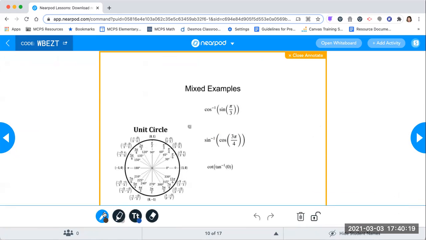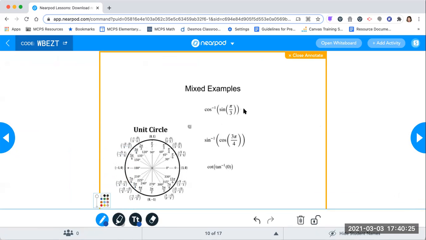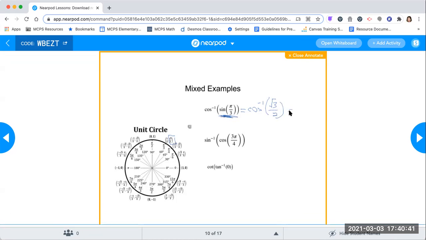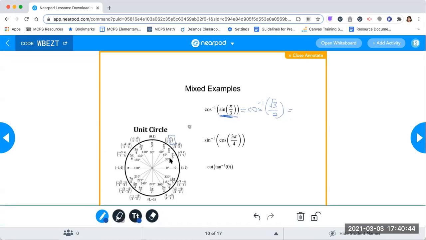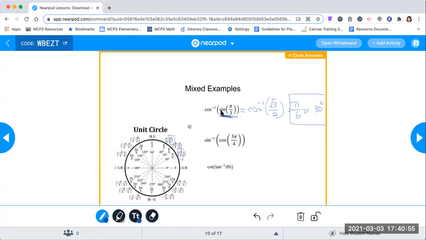Okay, we'll do a couple of mixed examples just to fuse all these skills together. Okay, so inverse cosine of sine of pi over 3. So that's inverse cosine of whatever sine of pi over 3 is. Pi over 3 is right here. That's root 3 over 2. So I've just solved sine of pi over 3. It's root 3 over 2. What's inverse cosine of root 3 over 2? Okay, so where is x root 3 over 2? Right here. Pi over 6 or 30 degrees. So again, we solve the inside problem and then we solve the outside problem.